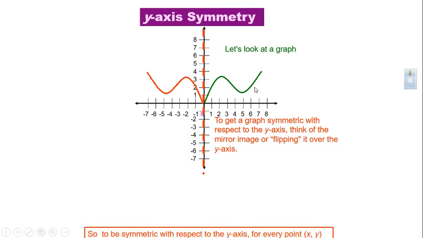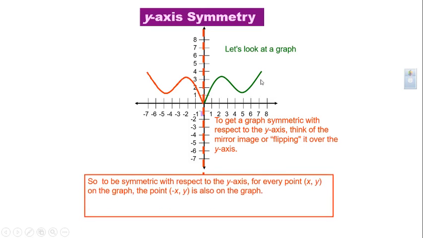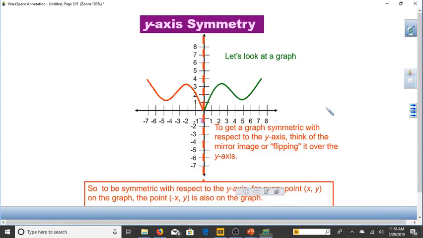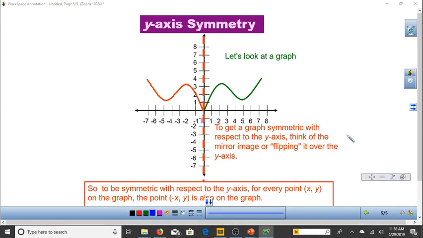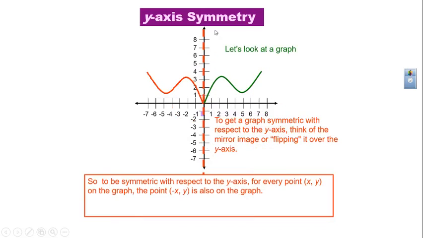You may have graphs that have y-axis symmetry that are not functions, but the fact that a graph has y-axis symmetry doesn't mean it won't be a function. In fact, in another lesson, we'll talk about a special type of function that has y-axis symmetry, and that type of function is called an even function. So with y-axis symmetry, every point (x, y) has a corresponding point (negative x, y) on the same graph.